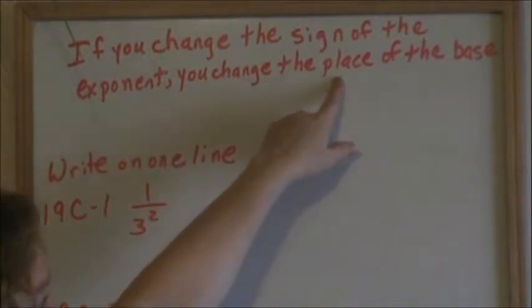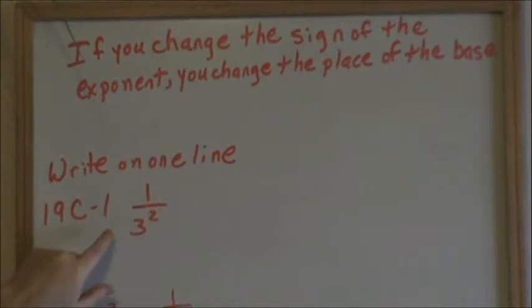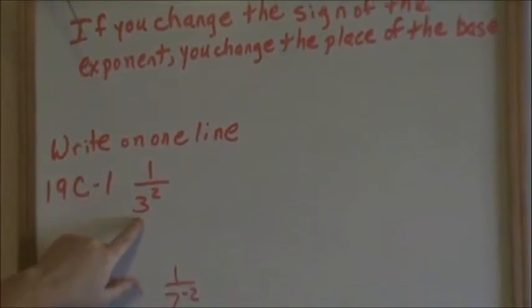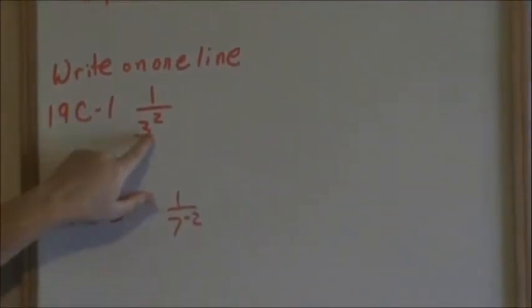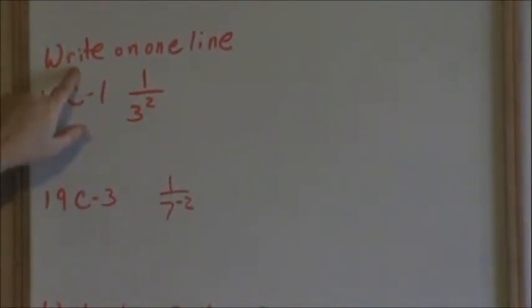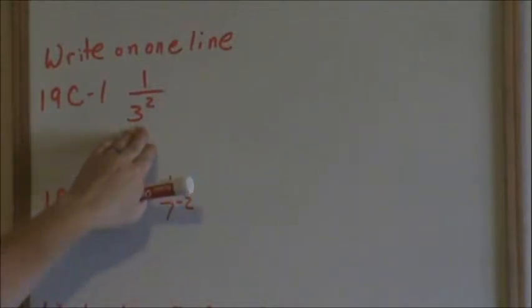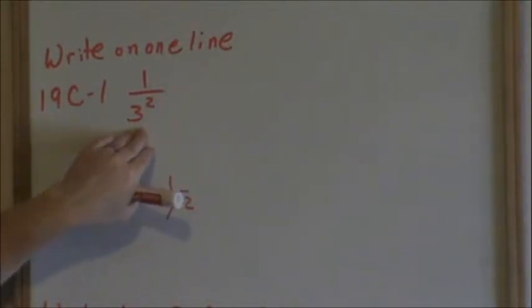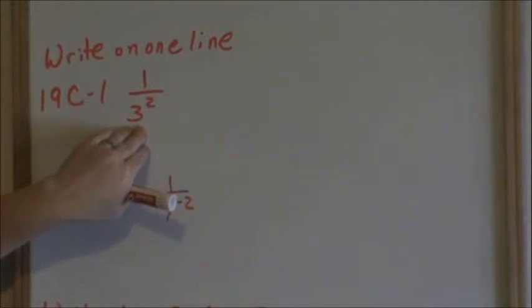Okay, looking at 19C number 1, as a reminder, the 3 is the base, the 2 is the exponent. The instructions on this problem are to write it on one line, meaning I don't want it as a fraction. Right now I have 1 over 3 squared. I don't want it in a fraction, I want it on one line.